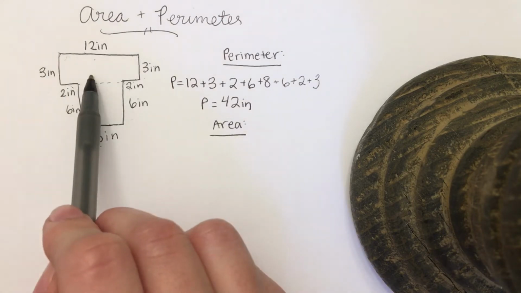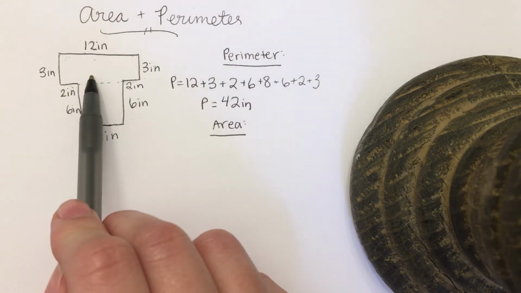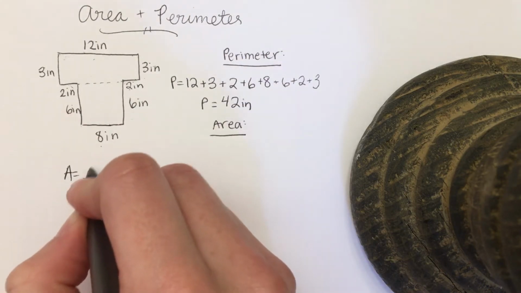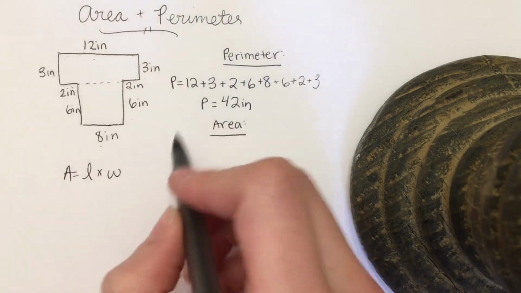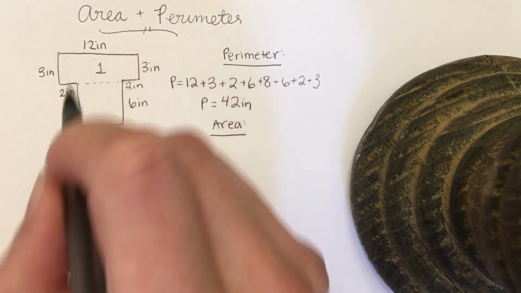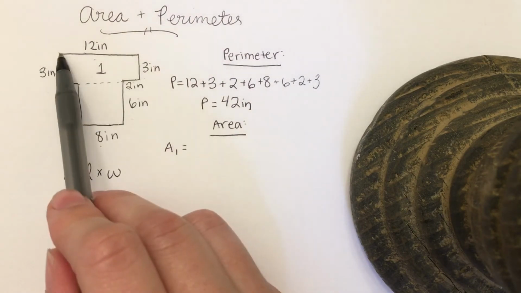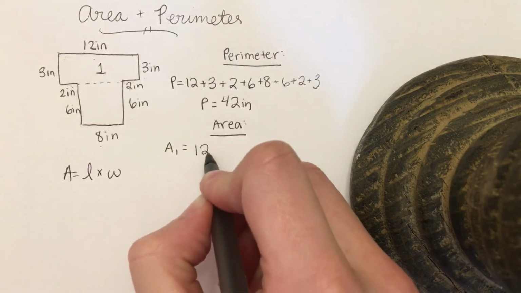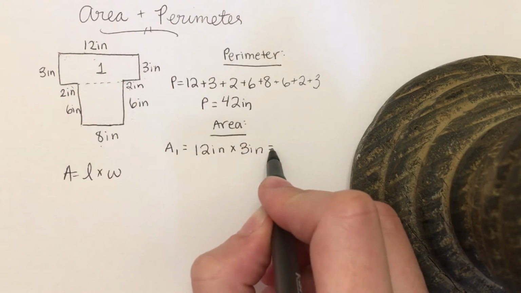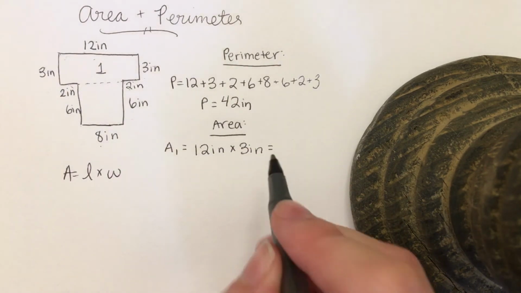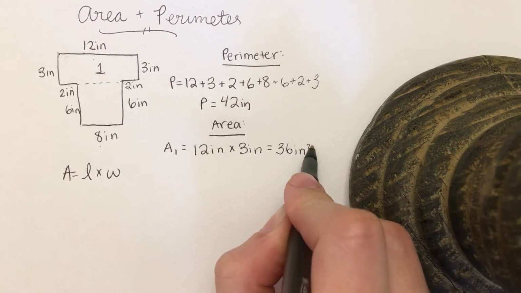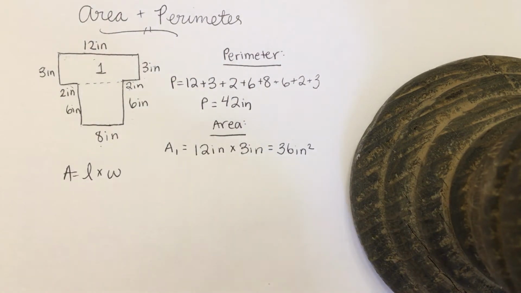So if I start here with the top rectangle, area for a rectangle is length times width. I'll make a note of that right here, length times width. So area, and I'm just going to put a little 1 here to say area of my first rectangle is going to be length 12 times 3, so 12 inches times 3 inches. And that is going to give me an area of 36 inches. And then when we find area, it's inches squared.